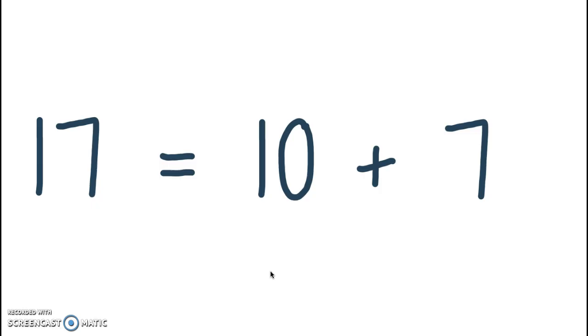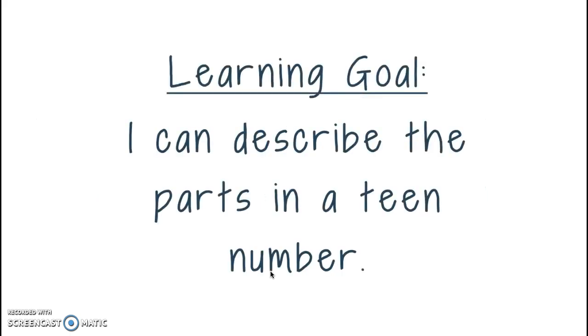You are so good at describing the parts of a teen number. I'm trying to play this game, but you're so fast. All right, so our learning goal said I can describe the parts in a teen number. We played a really quick game, and it's something that you can play with a buddy at any time. Write down a number, give them some choices, and let them decide which ones describe the parts. See how fast you can do. Maybe you could race a friend.